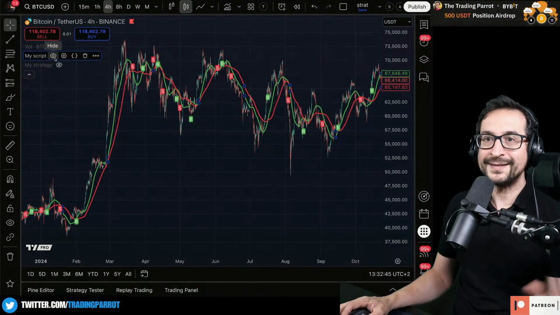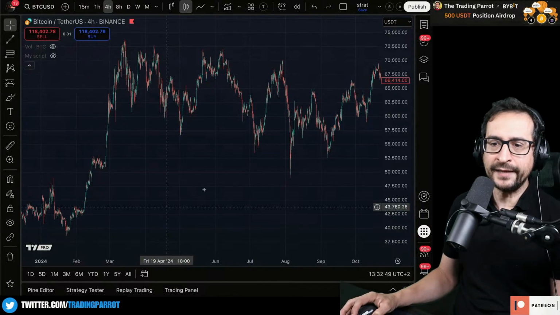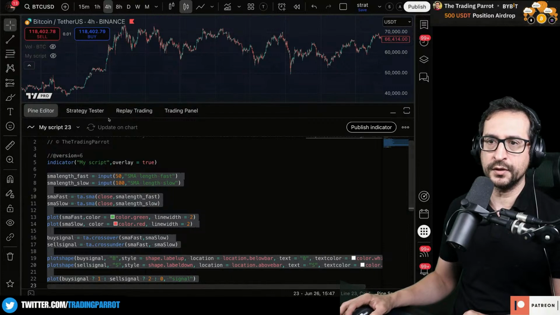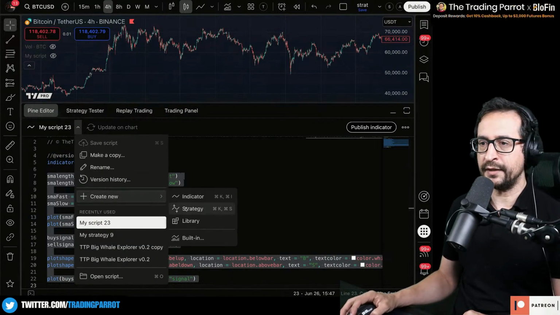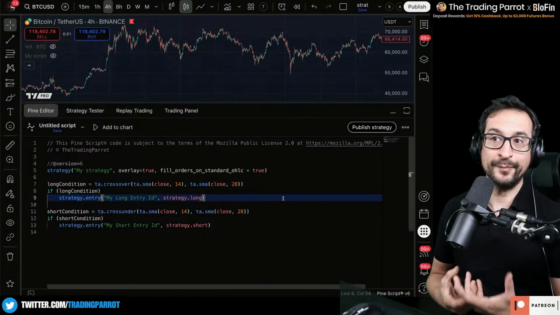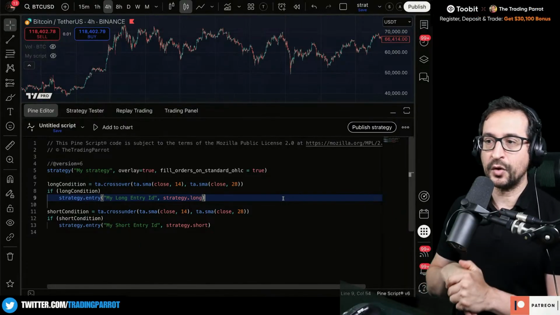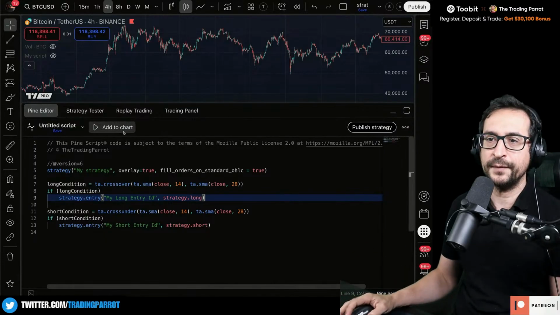So let's hide now the script and let's create a strategy. How can we create a strategy? Let's go to the Pine editor and let's click in here and let's put create new strategy. That's going to bring in just a template. It's just a template of a strategy. Don't get scared. There is some code so you can at least see something going on in the screen.